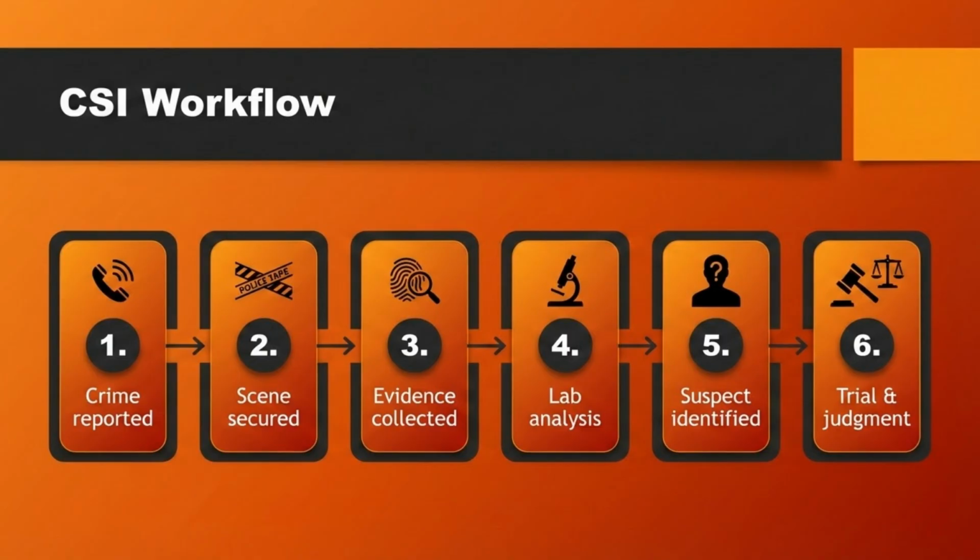The CSI workflow follows 6 steps: crime reported, scene secured, evidence collected, lab analysis performed, suspect identified, and finally, trial and judgment.